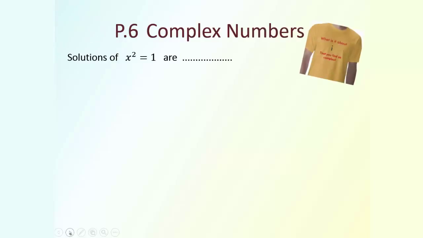In this lesson, we are going to introduce complex numbers. Let's investigate the possible solutions to the equation x squared equals 1. We see by inspection that there are two numbers such that when you square them, you end up with 1. Those numbers are 1 and also negative 1.